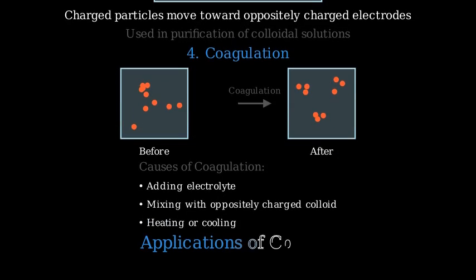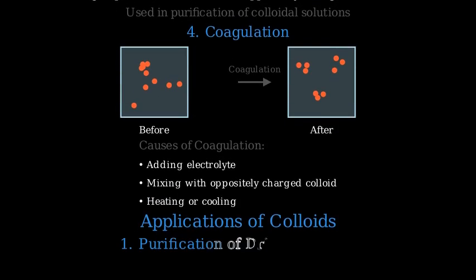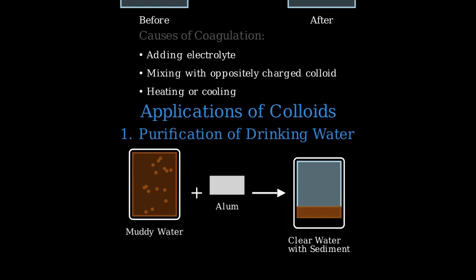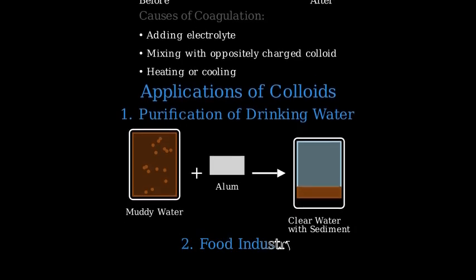Let's now talk about some important applications of colloids in our daily life. 1. Purification of drinking water. Alum is added to muddy water. The positive aluminum ions neutralize the negative charges on colloidal clay particles, causing them to coagulate and settle down, making the water clear.